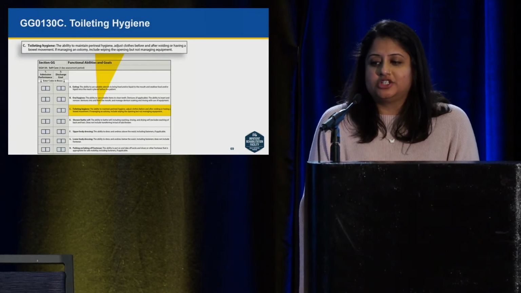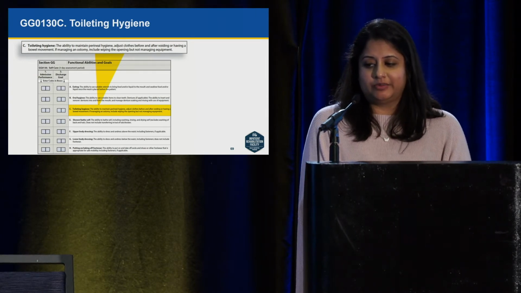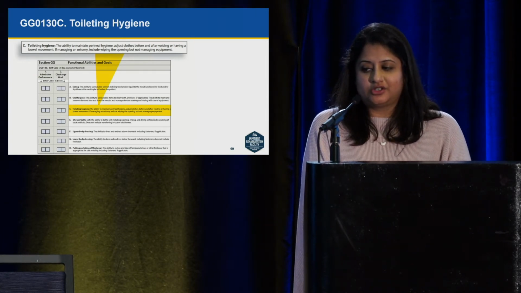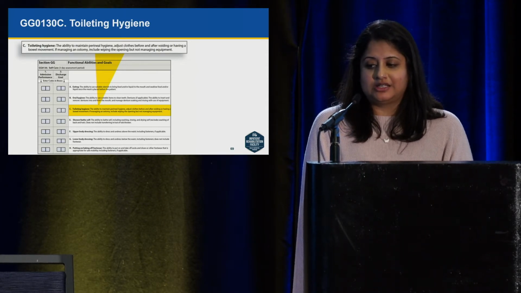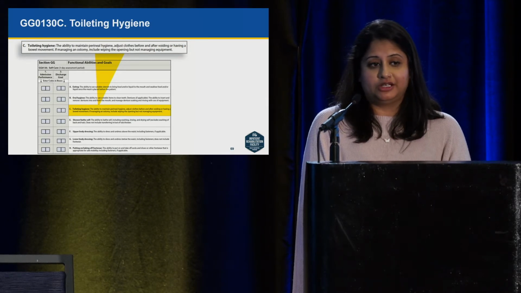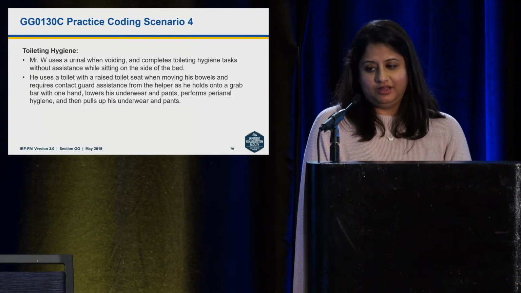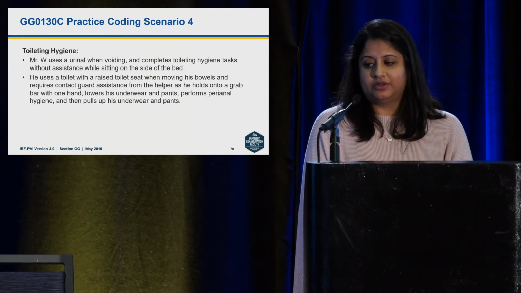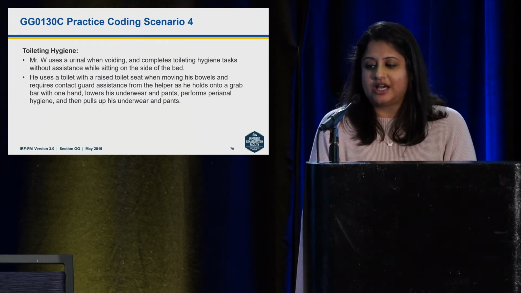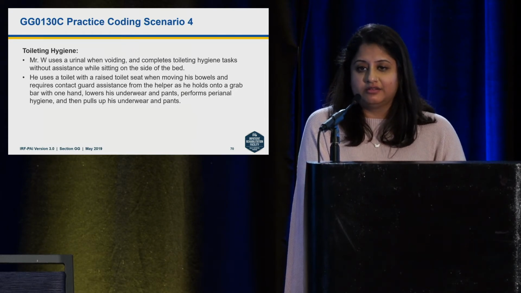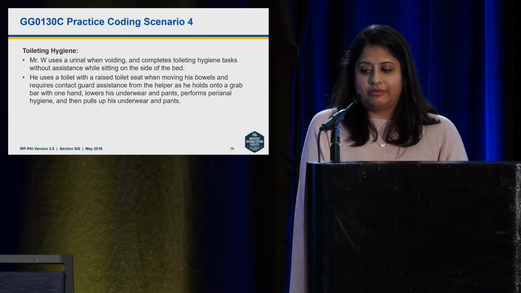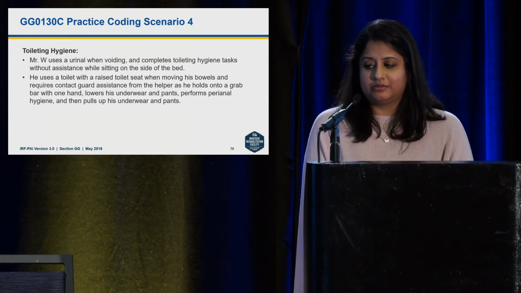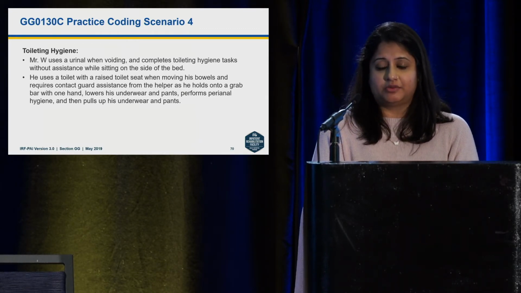Okay, next is GG0130C, toileting hygiene. This is the ability to maintain perineal hygiene, adjust clothes before and after voiding or having a bowel movement. If managing an ostomy, include wiping the opening but not managing the equipment. So, Mr. W uses a urinal when voiding, and completes toileting hygiene tasks without assistance while sitting on the side of the bed. He uses a toilet with a raised toilet seat when moving his bowels and requires contact guard assistance from the helper as he holds onto a grab bar with one hand, lowers his underwear and pants, performs perianal hygiene, and then pulls up his underwear and pants.